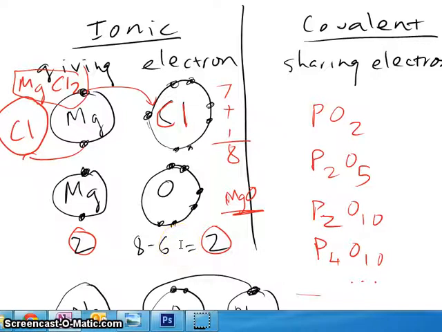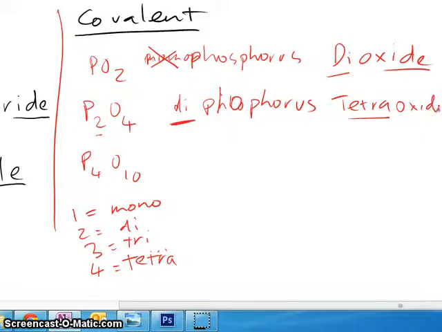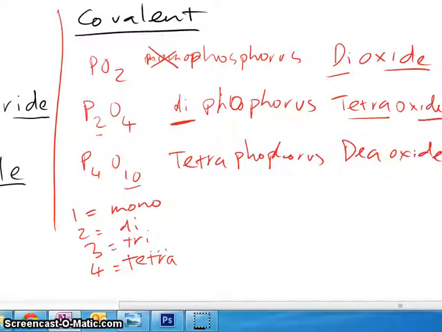Oh, sorry, I should say 4. Mono, di, tri. What's the fourth one? Okay, tetra. 4 is tetra. Yeah, I forget it sometimes. Diphosphorus, tetra is 4, and then O is again oxide. And then P4, there'll be tetraphosphorus, you know the drill, for 10 deca oxide. So pretty much deca, I can't spell, decaoxide. So you have to go di, tri on both.